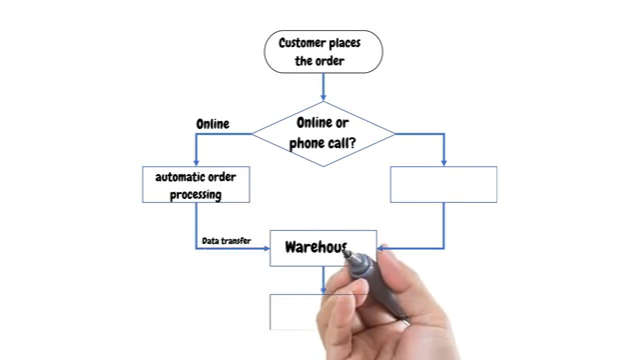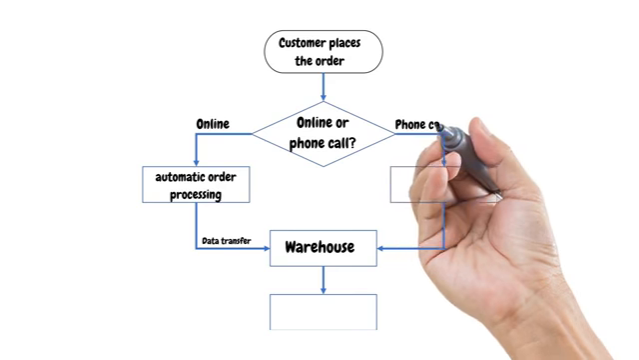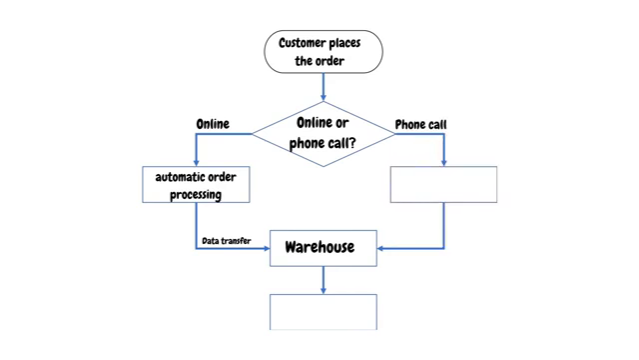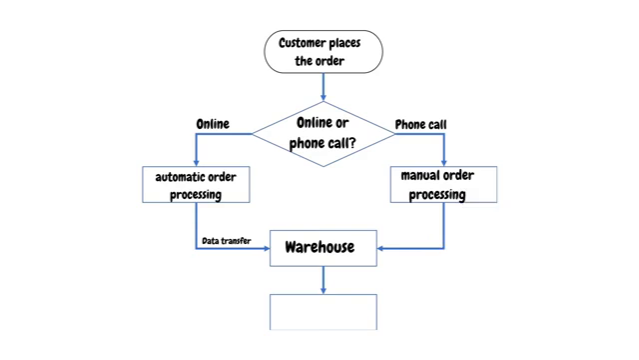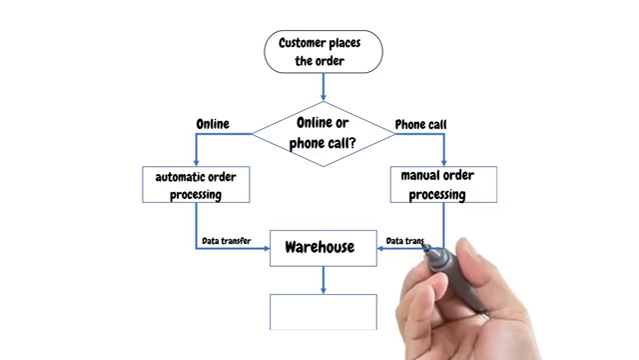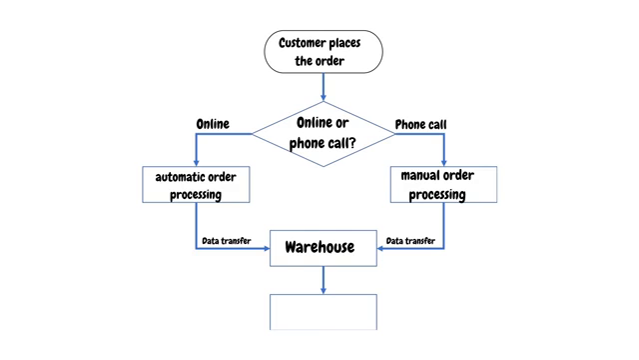If it was ordered through a phone call, then the order will be sent to customer service for manual processing. After processing, the order will be sent to the warehouse. In the warehouse, the orders will be printed out and the items will be picked up manually, packaged, and handed out for delivery.